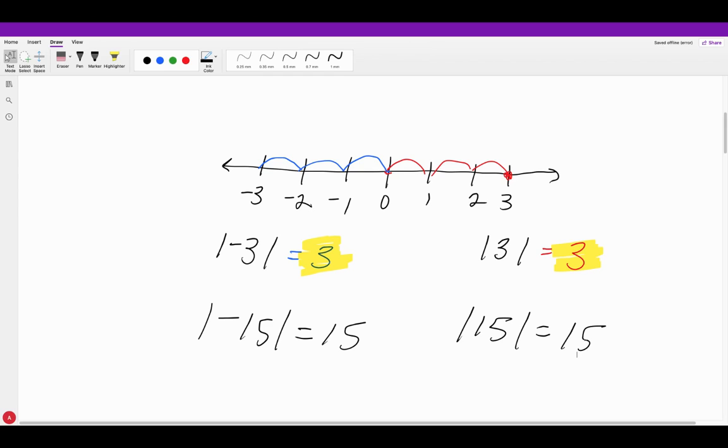So we know that the absolute value of opposite signs is going to give us the same answer. It's something that we need to have a strong understanding of when we're solving absolute value equations. So let's go ahead and start with some really easy ones and work our way up.